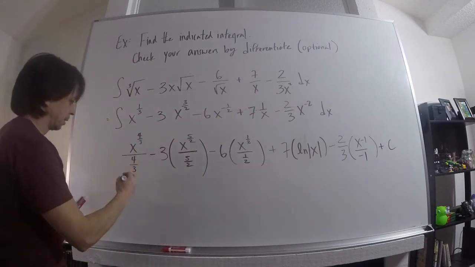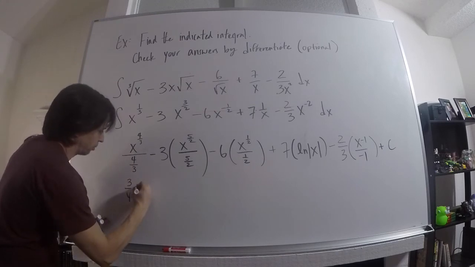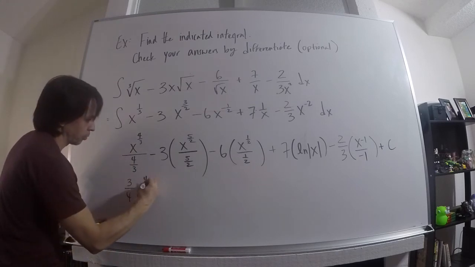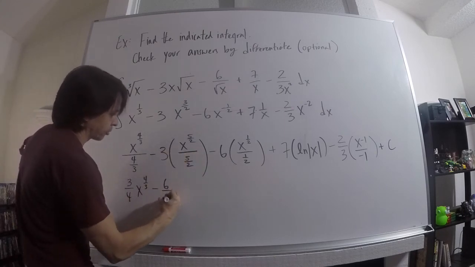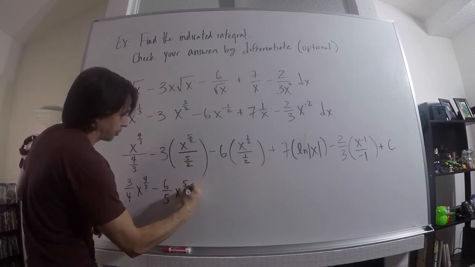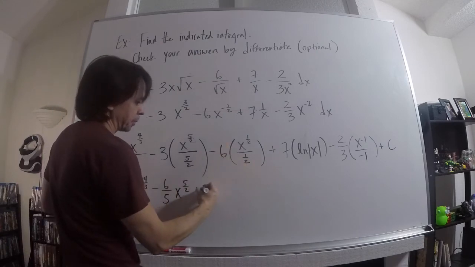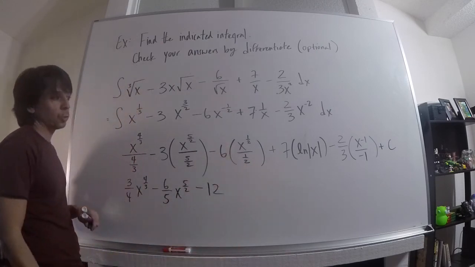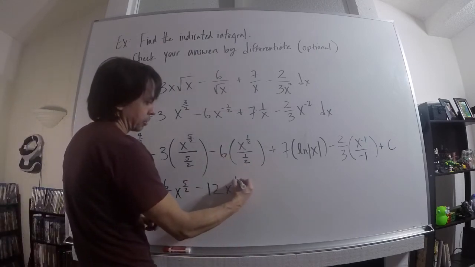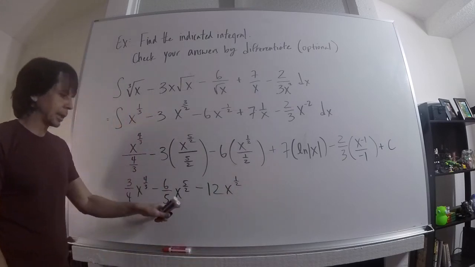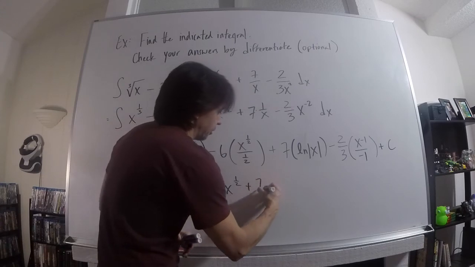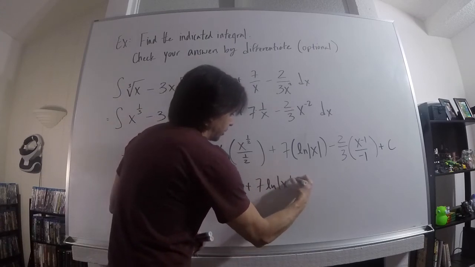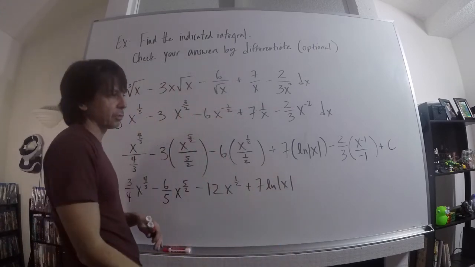I'm going to clean up. Doing reciprocals, 3/4 x to the 4/3. That's going to flip up and it's going to be -6/5 x to the 5/2. That's going to flip up and give me -12, because it's going to be 2 over 1 times the 6, x to the 1/2. I can rewrite these as radicals, or I don't have to, which I'm not going to. Plus 7 ln of x, or 7 ln absolute value of x.